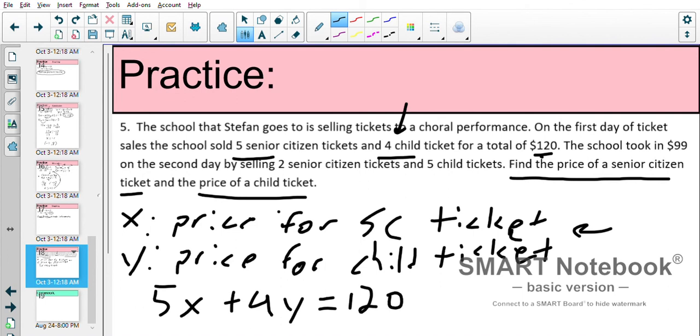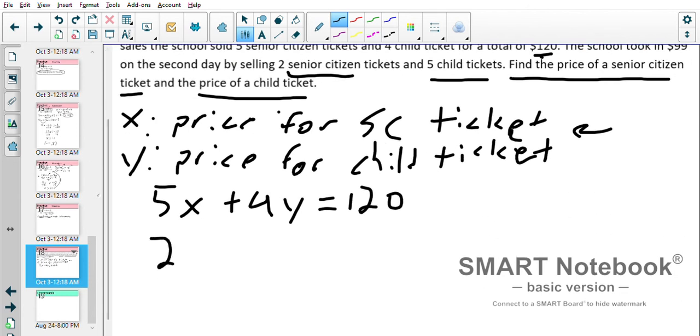We can do the same thing now with the second day. $99, and we sold 2 senior citizen tickets and 5 child tickets. Let me just highlight those here. So we see 2 senior citizen tickets and 5 child tickets right there. That would give us 2X for the 2 senior citizen tickets. That's the money we got. If I do 5 times Y, that would give us the money for our child tickets, and altogether that money was $99. So we have our two equations.